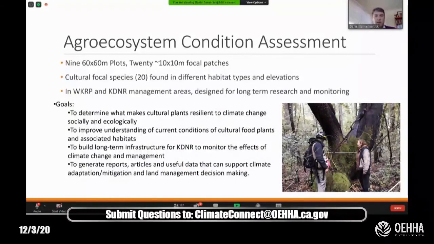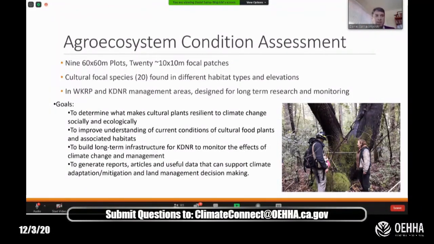So the main focus of the field research is this agroecosystem condition assessment, where we set up acre-sized research plots in active tribal management areas. These are areas that are being managed by the tribe in partnership with the Forest Service, CAL FIRE, and local NGOs. They're doing thinning, prescribed burning, manual and mechanical thinning, and habitat restoration in these areas.